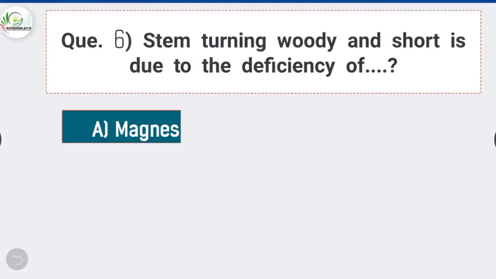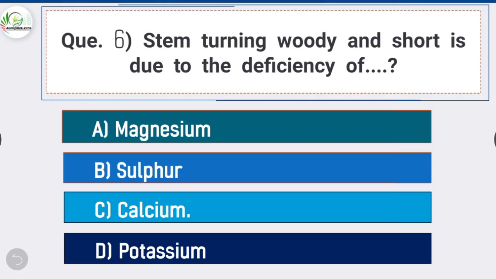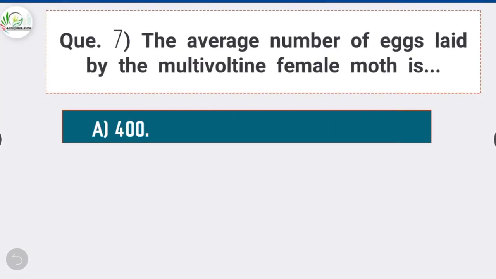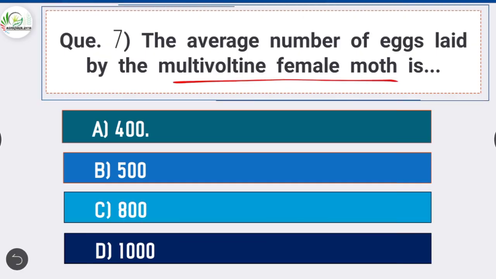Question number 6. Stem turning woody and short is due to the deficiency of? Correct answer is calcium. Stem turning woody and short is due to the deficiency of calcium. Question number 7. The average number of eggs laid by the multivoltine female moth is? Correct answer is 400. The average number of eggs laid by the multivoltine female moth is 400.